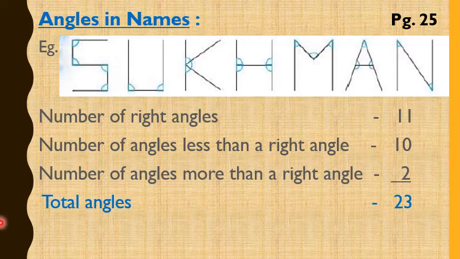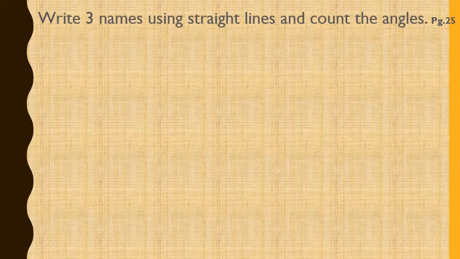Now add all 3 numbers. We get total angles as 23. 11 plus 10 plus 2 is 23. Now on the same page, that is page number 25, write any 3 names using straight lines and count the angles.